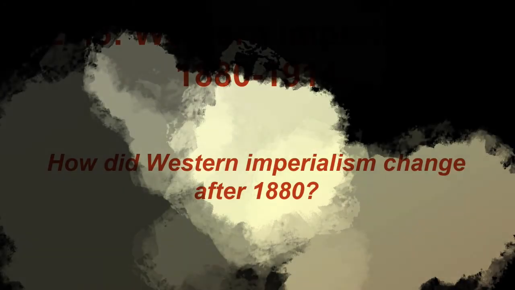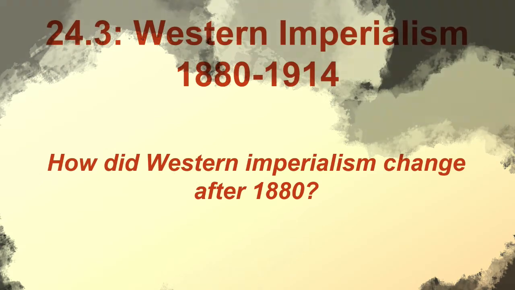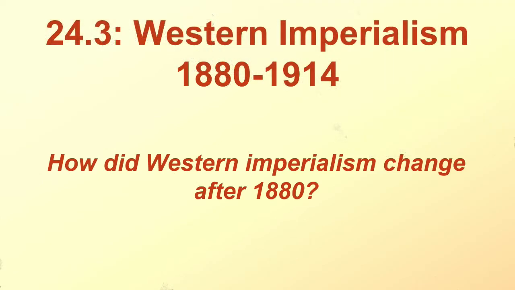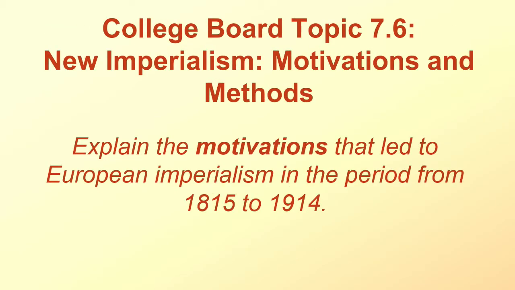This is Lesson 24.3, Western Imperialism, 1880 to 1914. How did Western imperialism change after the year 1880? And we've seen this before. We've still got College Board Topic 7.6, New Imperialism, Motivations and Methods.